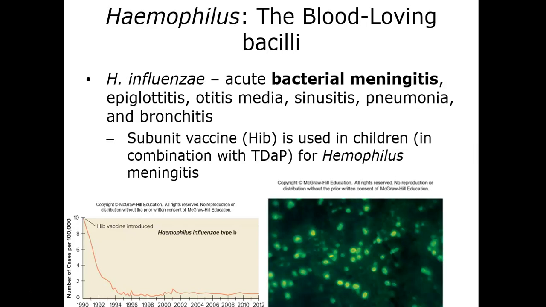Haemophilus influenzae, again, we mentioned, causes things like meningitis, epiglottitis, otitis media, sinusitis, and then things like bronchitis. There is a vaccination. Haemophilus influenzae type B has a vaccination known as the HIB vaccine, which is commonly given in combination with the Tdap vaccine, the tetanus, diphtheria, and pertussis. And since the vaccine was introduced in the early 1990s, we've seen the decrease of cases almost to the point where it's non-existent in the population.